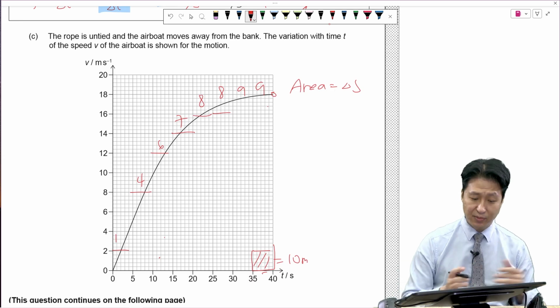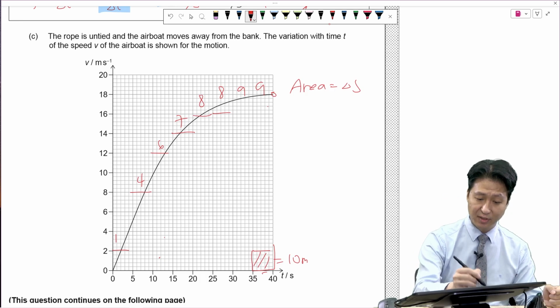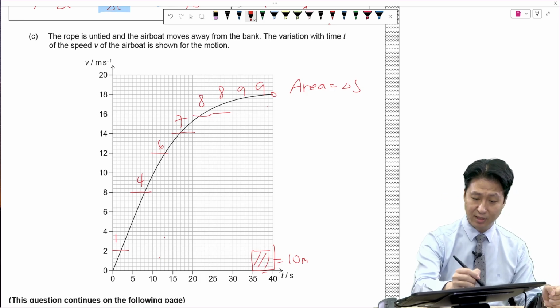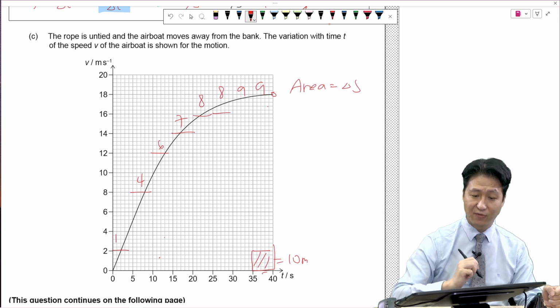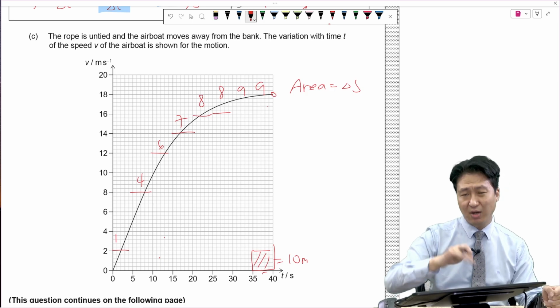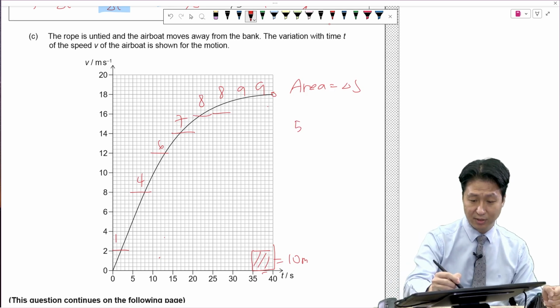So let's add them all up. We have 1 plus 5 is 5, plus 6 is 11, plus 7 is 18, plus 8 is 26, plus another 8 is 34, plus 9 is 43, plus another 9 is 52. So there's approximately 52 of these squares. So it's 520 meters.